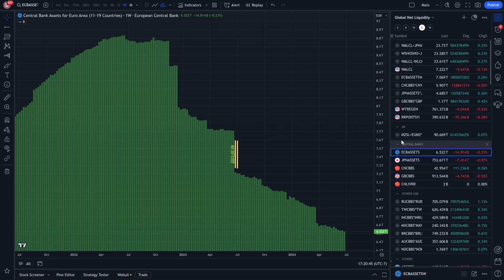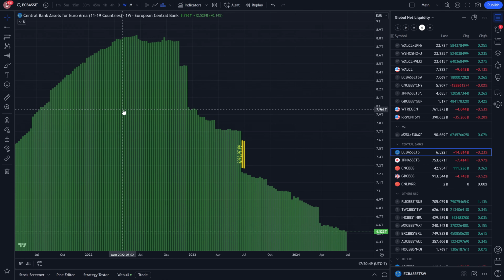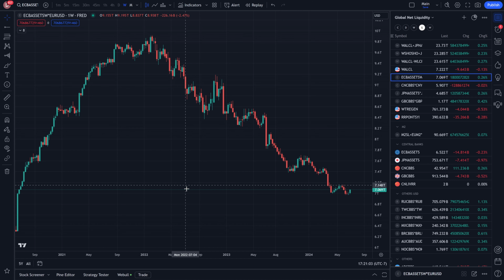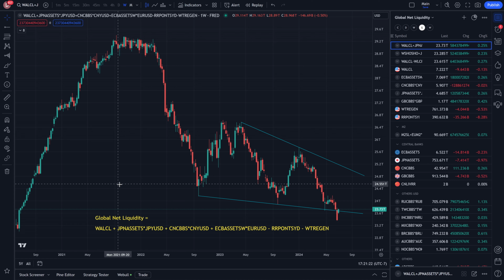And finally, we have the ECB assets, so central bank assets for the Euro area. Again, generally in a downtrend. And if we include the currency multiplier, we more or less get the same thing. Implicit in each of these currencies is the dollar, so you can look at the DXY for that.